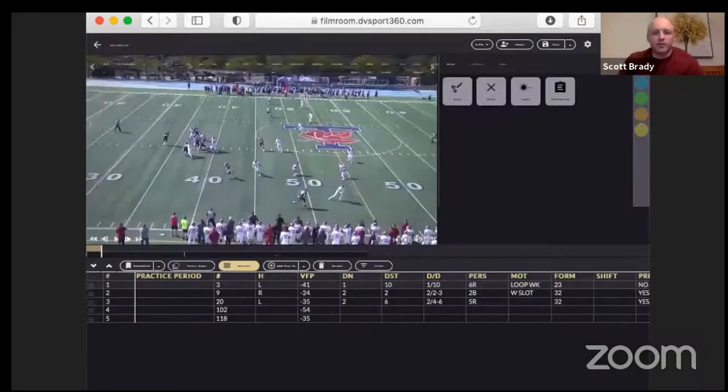Okay, so I know I've got like 1 minute left here. I'll just pull up a couple clips to show you some examples of things that you can do and how this can potentially translate into the game.